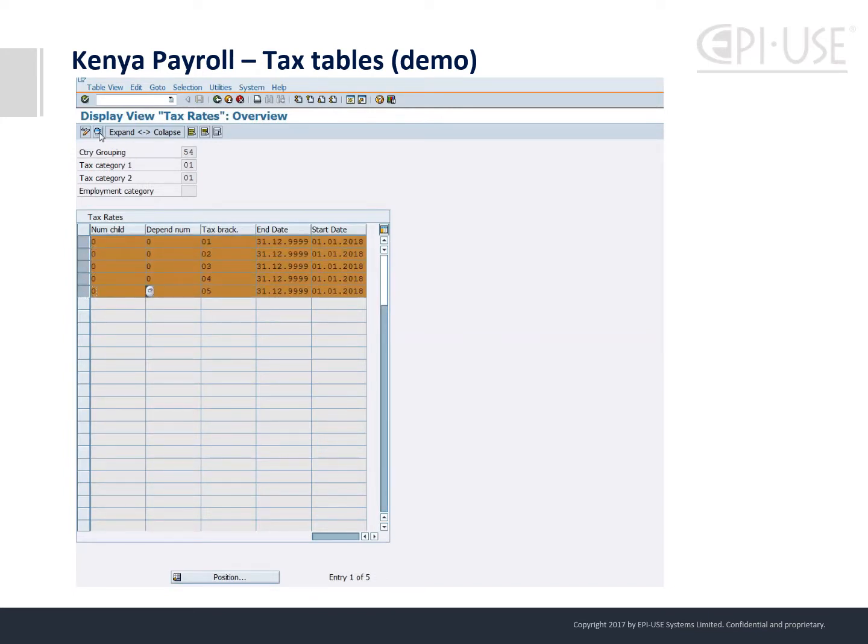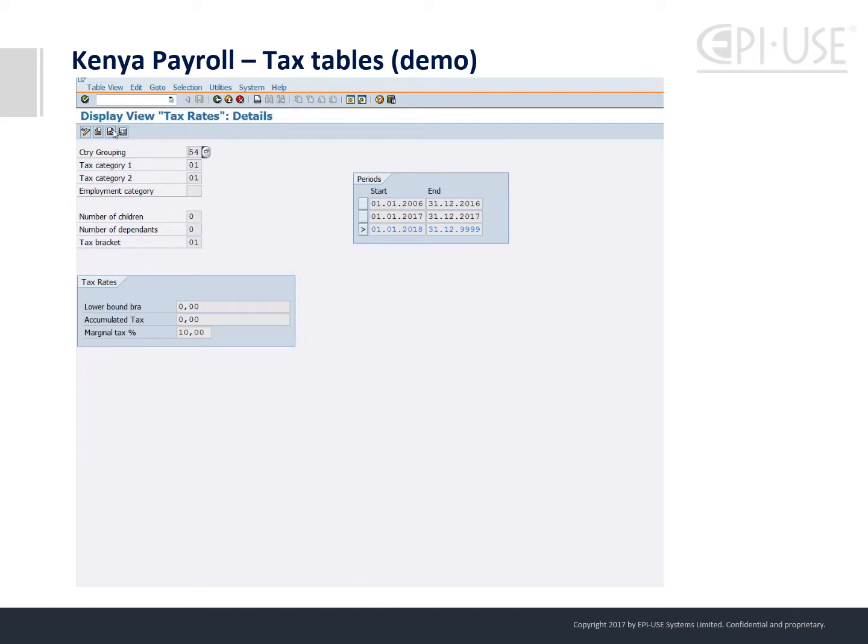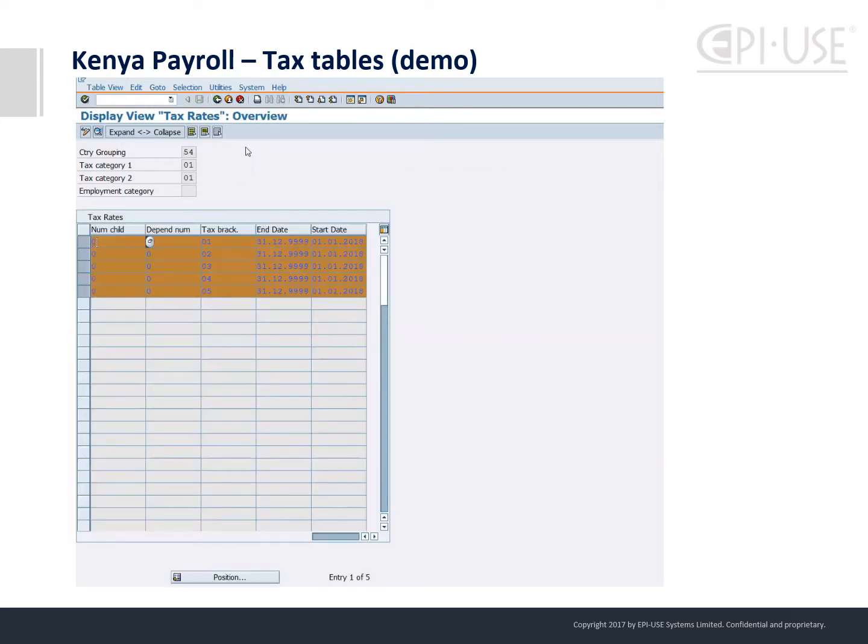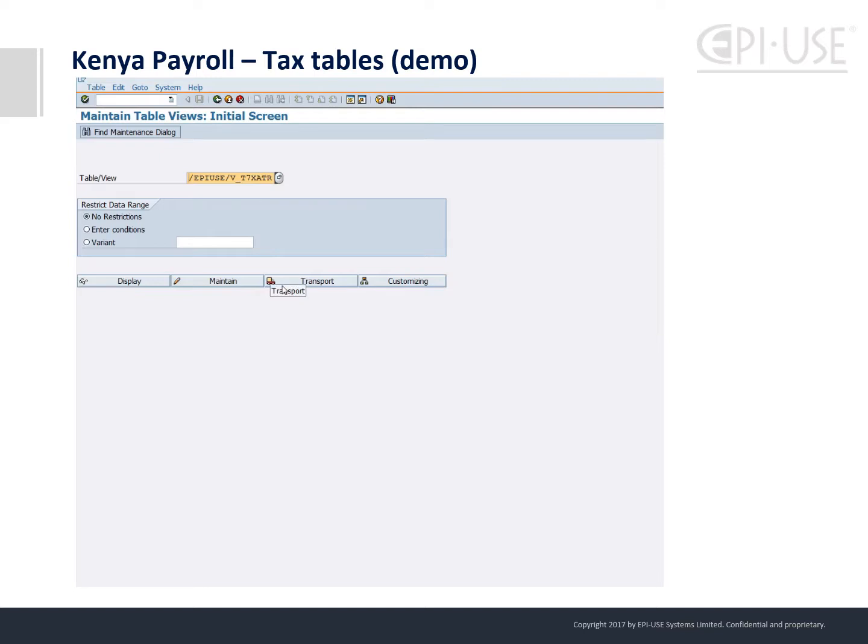And here we see all the tax brackets. It starts off with the lowest one, tax bracket 1, tax bracket 2, tax bracket 3, and you can also see it's date driven, so we can see what it was in a previous period. So these tables all form part of the tax tables for the Kenya country solution.